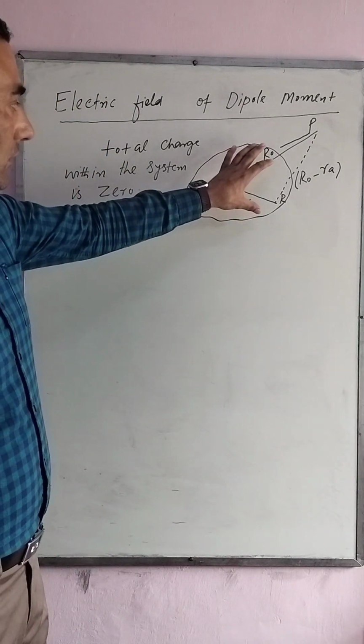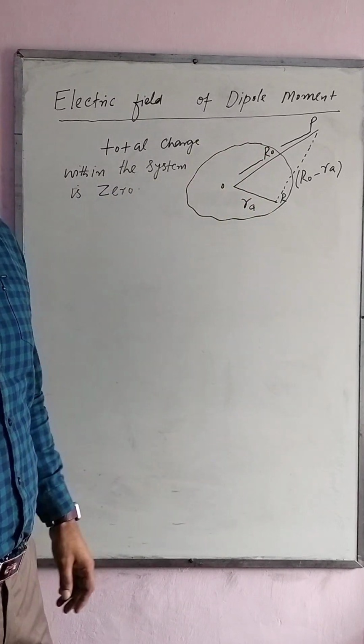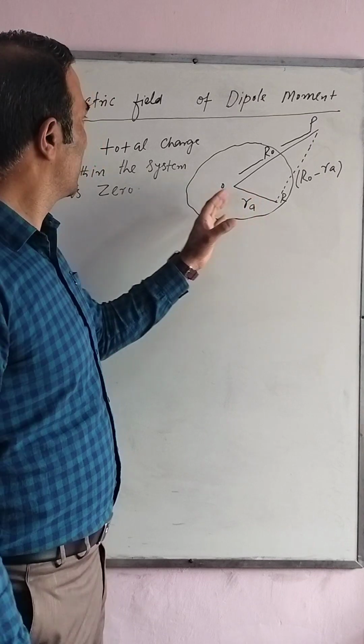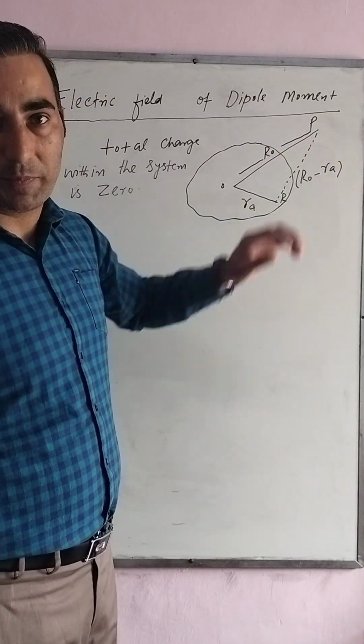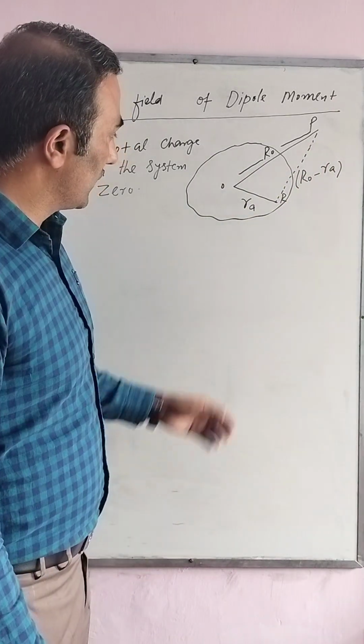आज का जो हमारा टॉपिक है, that is electric field of dipole moment. So we are considering here a system of charges within this region of space, and we want to calculate this electric field at some point P, which is located at a distance of r naught.